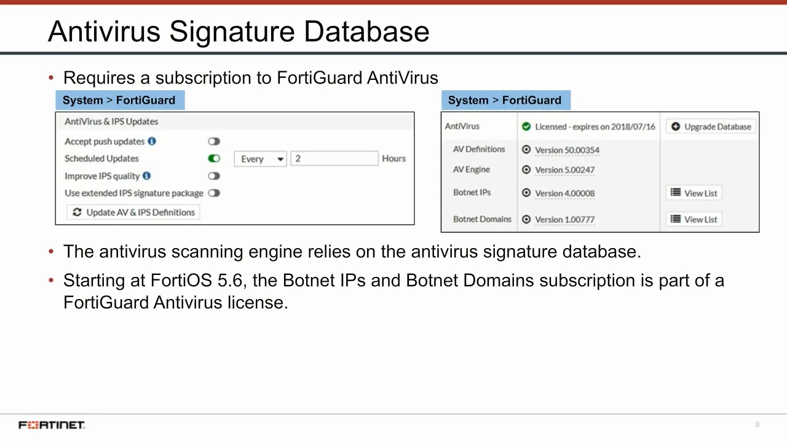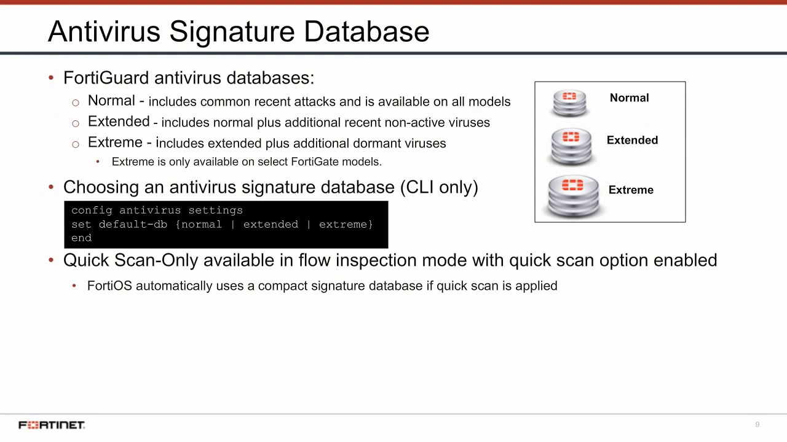Starting at FortiOS 5.6, the botnet IPs and botnet domain subscription is now part of the FortiGuard antivirus license. Multiple FortiGuard antivirus databases exist and can be configured using the CLI command config antivirus setting. Support for each database type varies by FortiGate model.